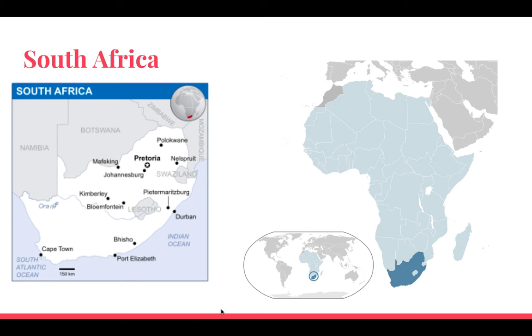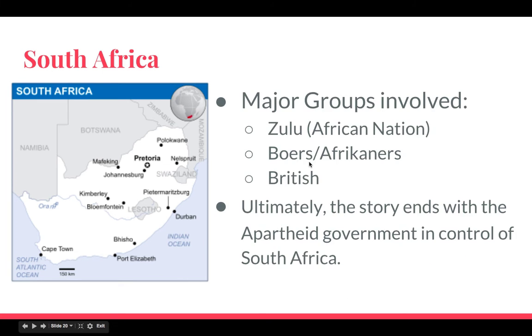South Africa is at the bottom tip of Africa, down here in the southern part of Africa. It's a fairly unique story because, unlike most imperialism, which we're going to be talking about, that takes place after or during the Industrial Revolution, this really starts prior, with the colonization of South Africa. With this story, we're going to be looking at three major groups.